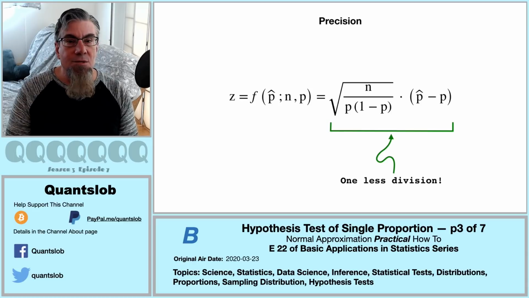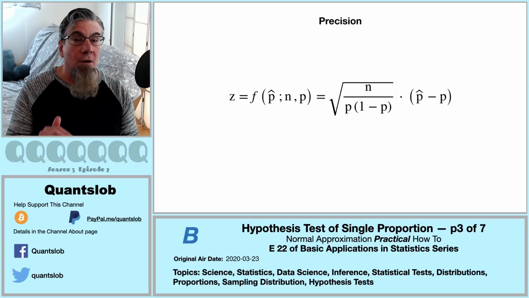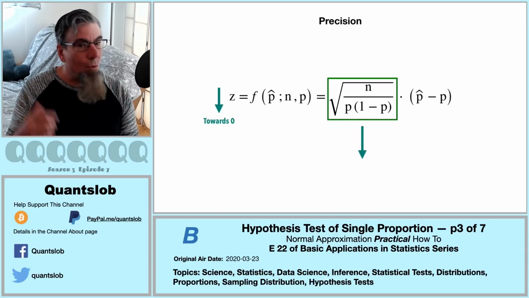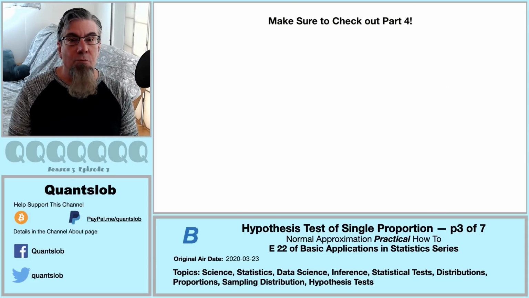The other reason I like this is, well, this representation involves one less division. It's just a little bit easier to look at and think about. Square root of the precision goes up, magnitude of our test stat goes up. Square root of the precision goes down, magnitude of the test stat goes down. Nice and simple, no problem.